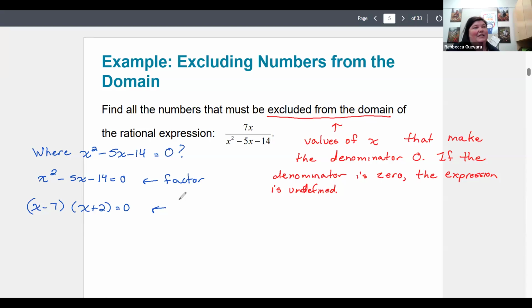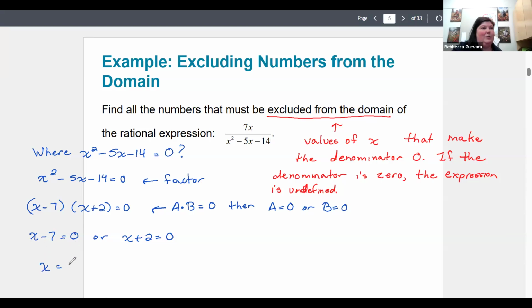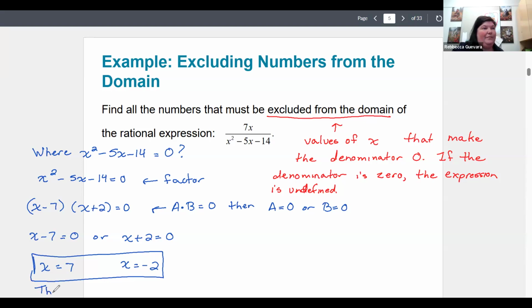So because we have x minus 7 times x plus 2 equals 0, we have this property that says if I have 2 expressions multiplied together and they equal 0, then one equals 0 or the other equals 0. So what we know here is that x minus 7 has to equal 0 or x plus 2 has to equal 0. If you solve those for x, add 7 to both sides, x equals 7; subtract 2 from both sides, x equals negative 2. These values make the denominator equal to 0.